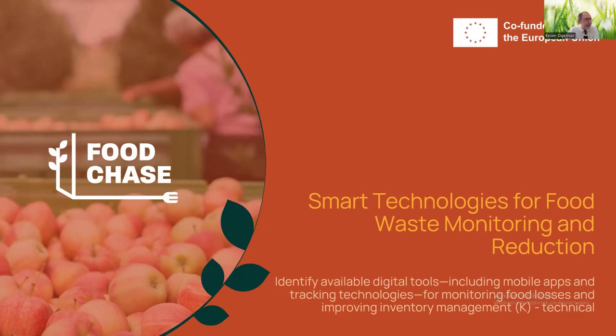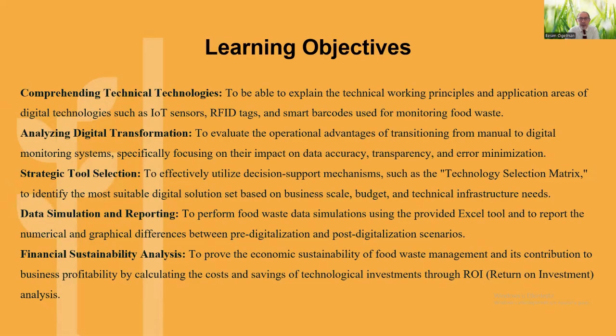The sub-module is to identify available digital tools, including mobile apps and tracking technologies, for monitoring food losses and improving inventory management. Our learning objectives are comprehending technical technologies, to be able to explain the technical working principles and application areas of digital technologies such as IoT sensors, RFID tags, and others. Analyzing digital transformation, strategic tool selection, data simulation and reporting, and financial sustainability analysis.